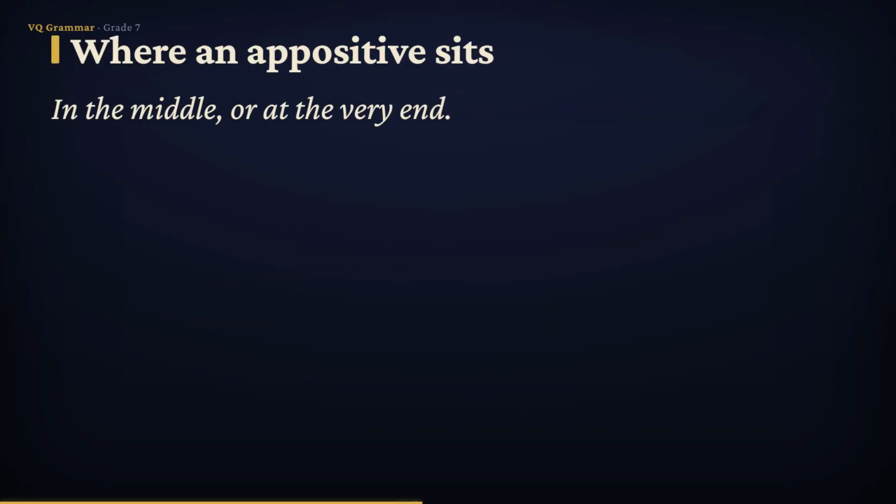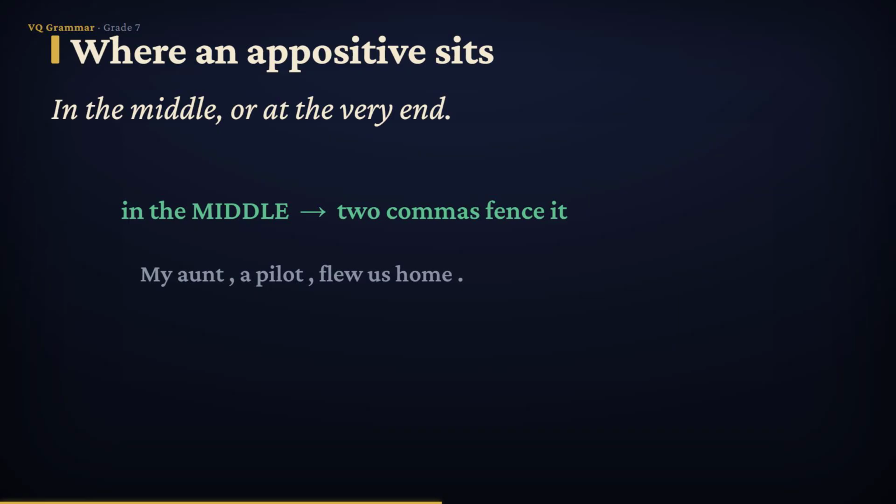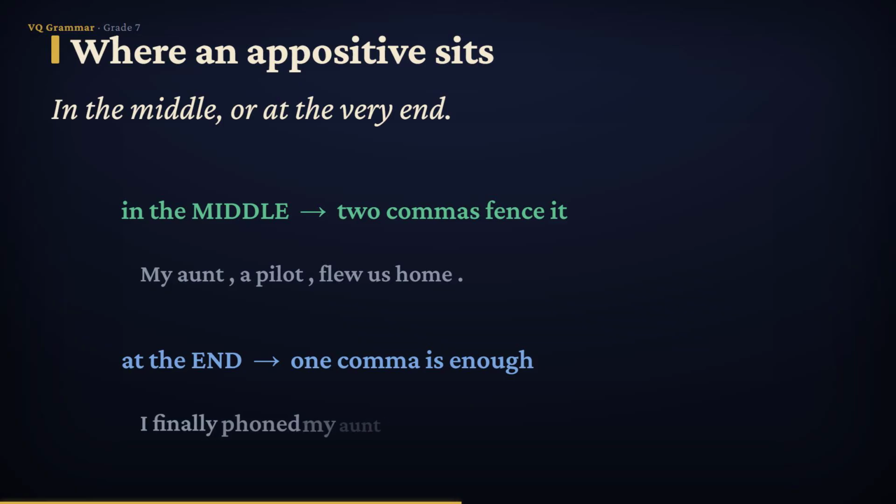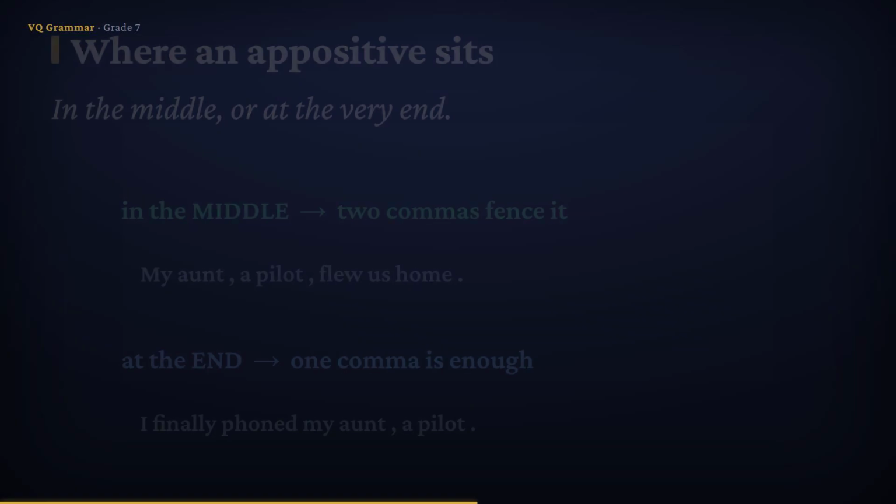An appositive can sit in two spots. When it lands in the middle of a sentence, it needs a comma on both sides, like this. My aunt, a pilot, flew us home. But when the appositive comes at the very end of a sentence, there's nothing after it, so a single comma before it does the job. I finally phoned my aunt, a pilot. Middle of the sentence, two commas. End of the sentence, just one.